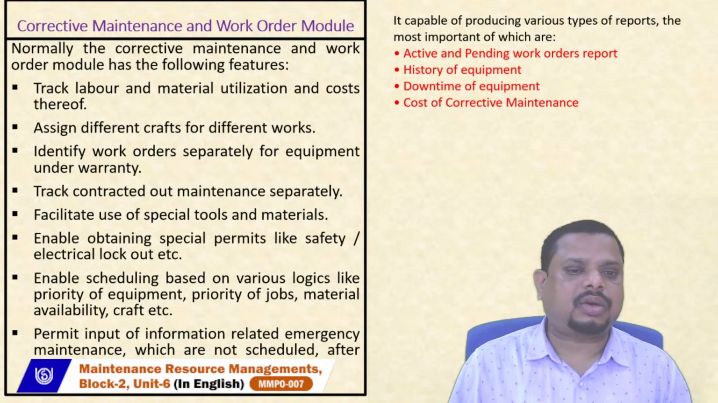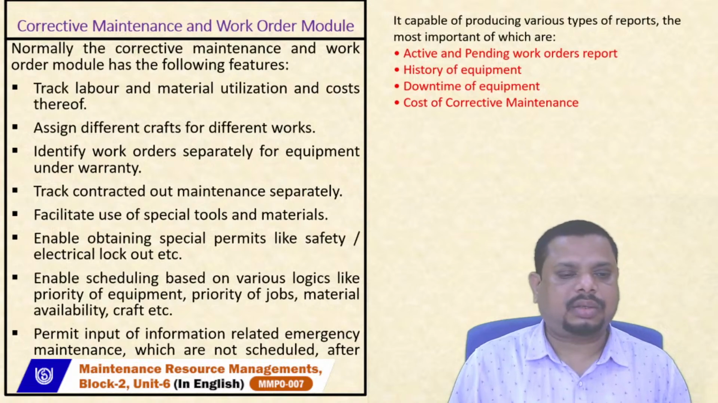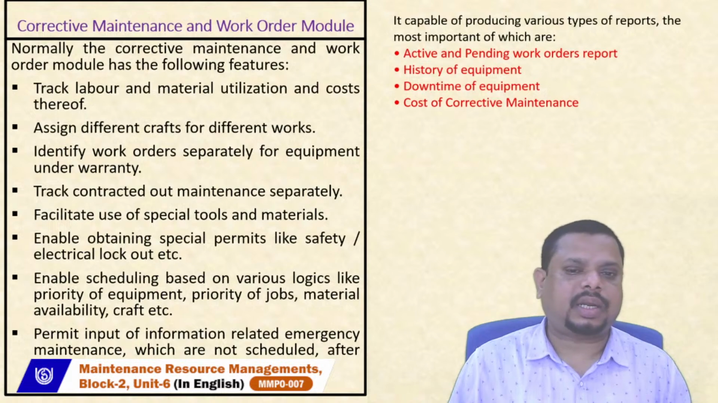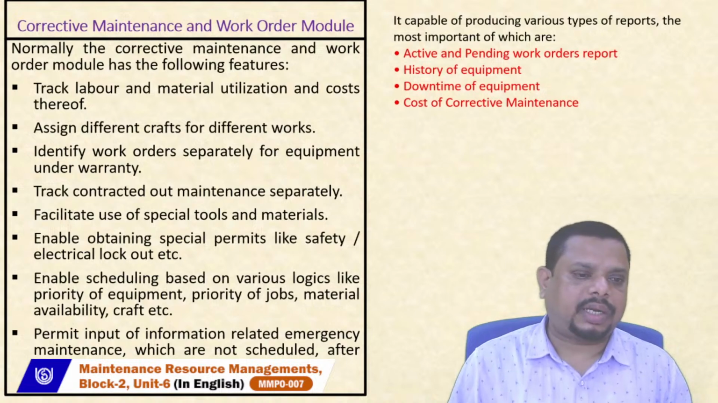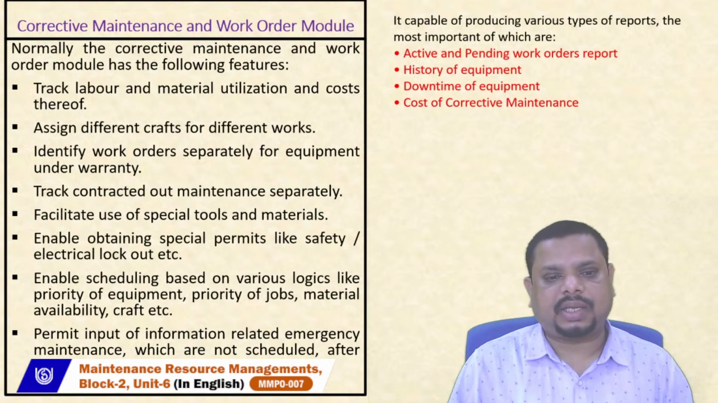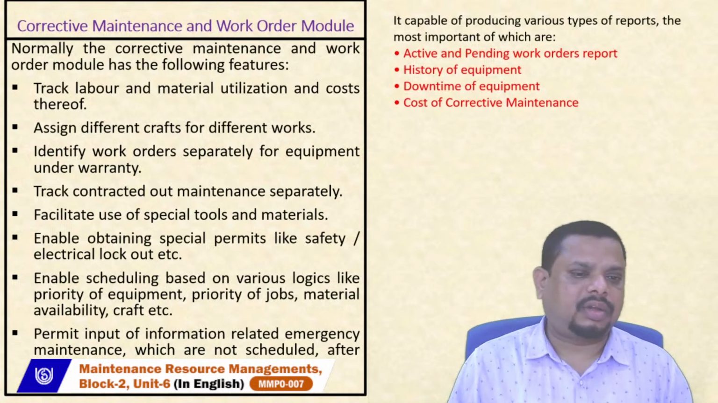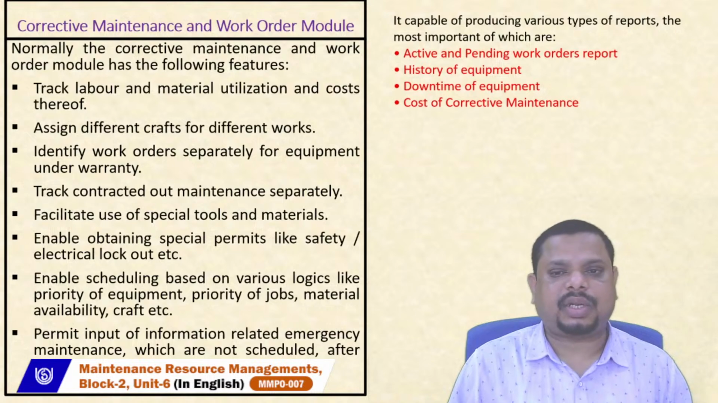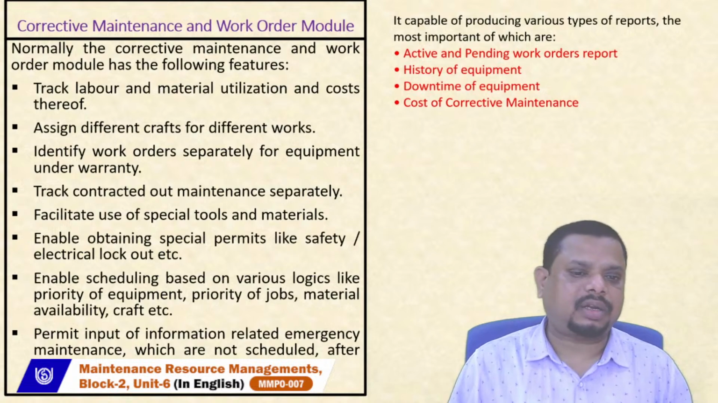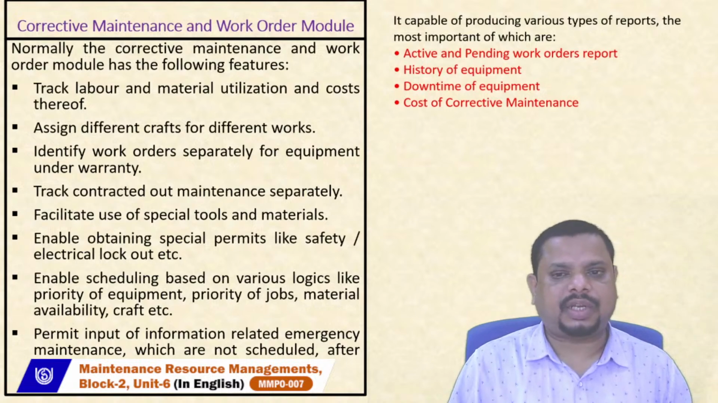Then identify the work order separately for equipment under warranties. If your equipment is under warranty, carefully identify it, and these are directly listed in the checklist. Track contracted-out maintenance separately. If you go for contracted-out maintenance, in that case you have to mention it separately. Facilitate the use of special tools and materials. Special tools and materials will help the maintenance personnel to easily fix any kind of machines and equipments. So nowadays many manufacturers go for special kinds of tools.